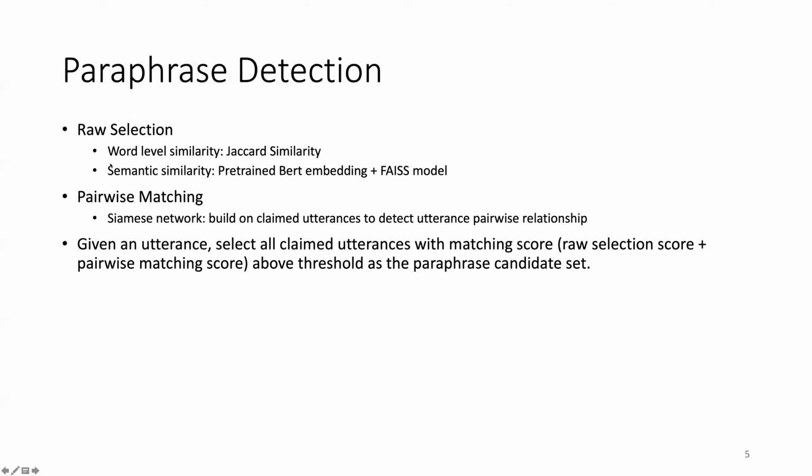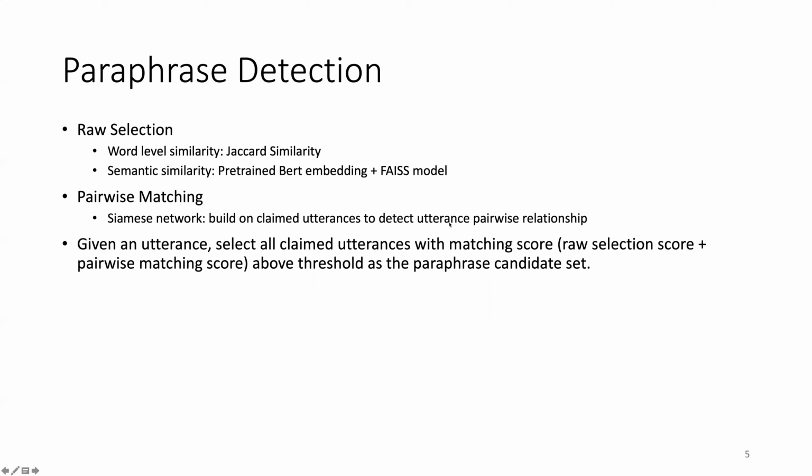The semantic similarity between the unclaimed utterance and the claimed ones uses the pre-trained BERT embedding, the sentence-level BERT embedding plus the Faiss model. So that calculates their semantic similarity. And another part of the paraphrase detection is the paraphrase matching. We train a Siamese network on claimed utterances to detect the utterance pairwise relationship. That's from the neural network side.